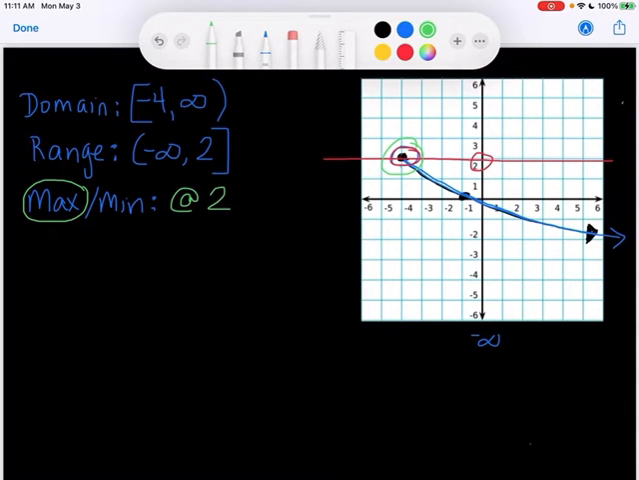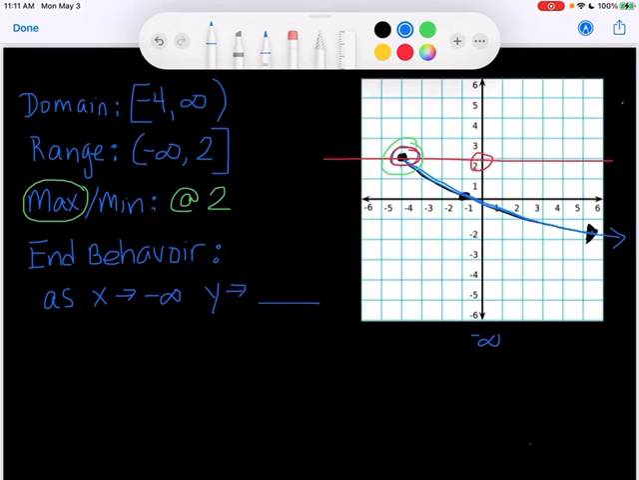End behavior tells you where the arms are going. On the left side and on the right side, what y value is it reaching? So it's always written as x approaches negative infinity, y approaches blank, and as x approaches positive infinity, y approaches blank. Well, as x approaches negative infinity, that means as we move left. So if we were on this function going left, we're going to hit an end point. We're going to hit that point and we can't go any further. And that y value is at 2.